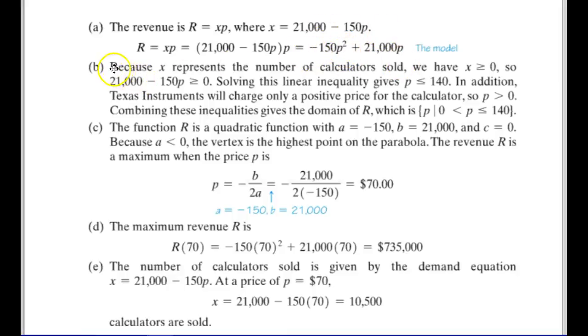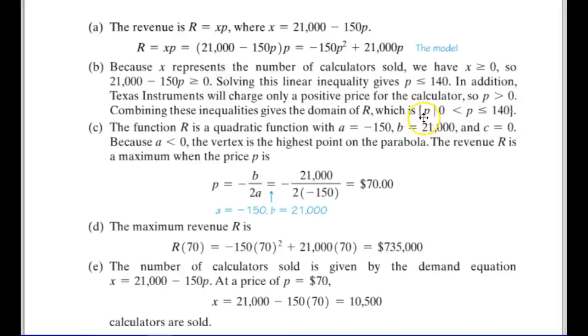Okay, so X represents the number of calculators sold. I know that X has to be greater than or equal to 0, because I can't sell negative calculators. So now I can go ahead and take my original equation, my X equals, and set that greater than or equal to 0. So when I solve that, I see that P is less than or equal to 140. So that's going to be the domain. It has to be greater than 0, but less than 140.